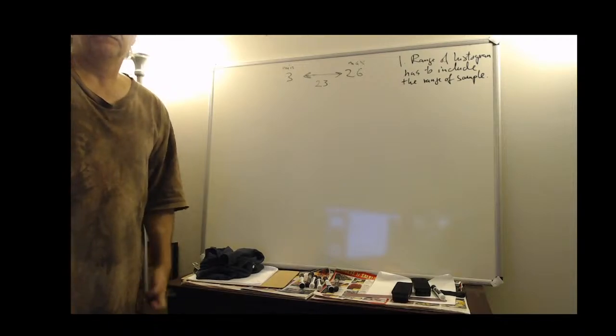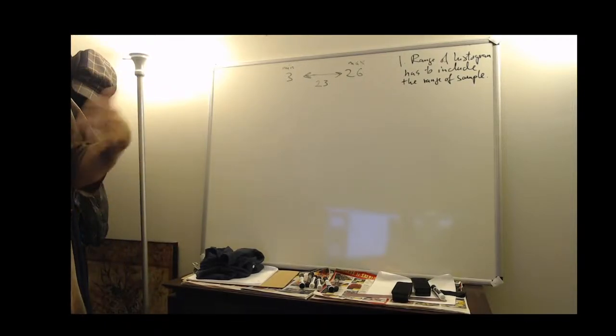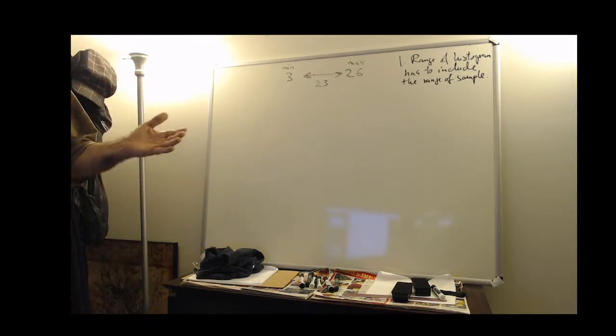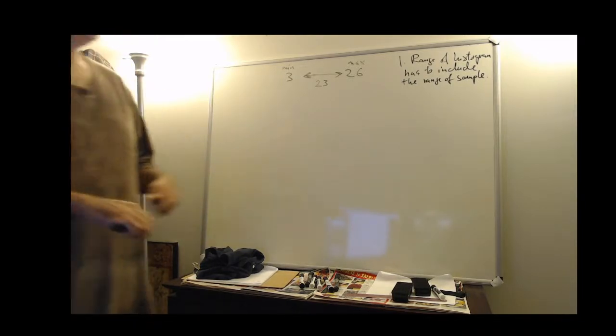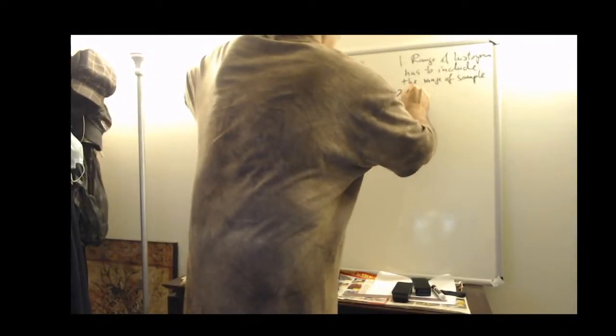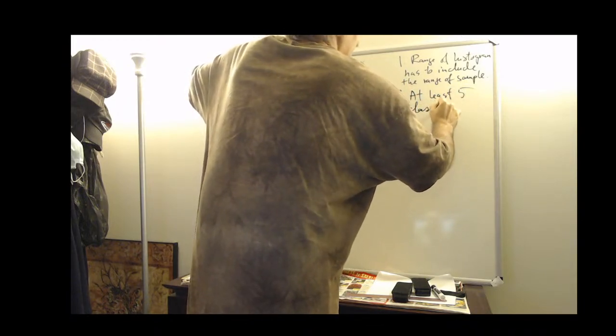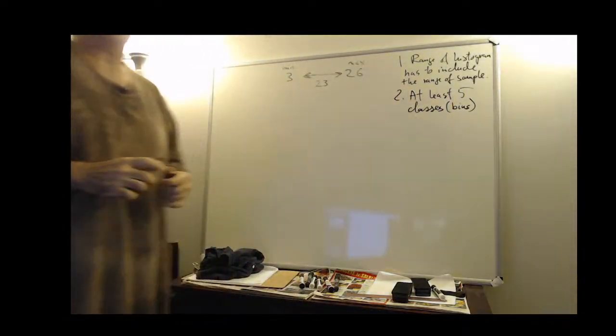Okay, the second thing you need to decide is how many bars you're going to have. The vertical bar graph is going to have vertical bars. So how many bars are you going to have? The second rule about a histogram: it has to have at least 5. We call them classes or bins, bars.